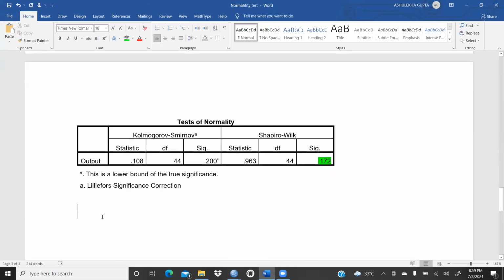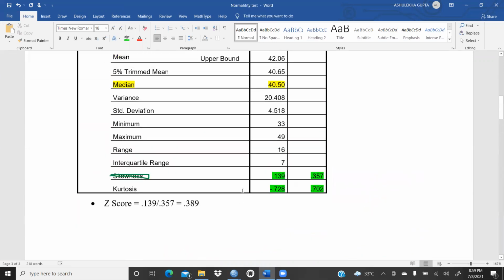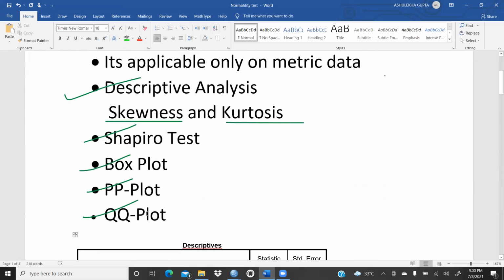So in this case, what will happen? The null hypothesis will be accepted. It means this data is normally distributed, with no significant difference in the data. That test is also proving our data is normally distributed. Correct. So the second one is the Shapiro test.